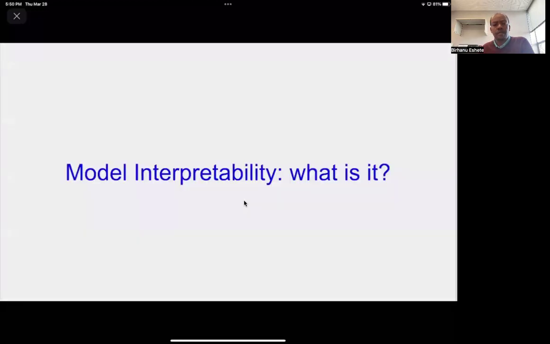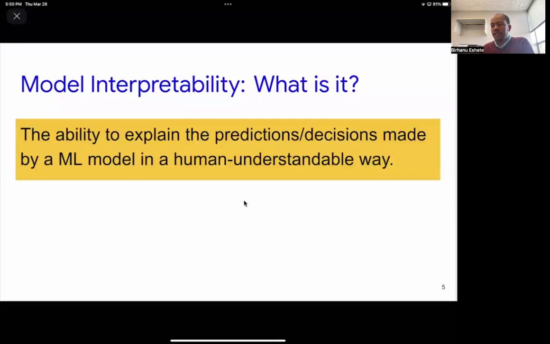So I'll start with model interpretability. What exactly do we mean by model interpretability? When you look at the literature of explainable machine learning or interpretable machine learning, you would find different definitions, but this definition captures at a high level what we're trying to do when we say model interpretability. At the end of the day, we want to build the capability or the ability to explain predictions or decisions. So that is the explanation aspect when we talk about interpretability.